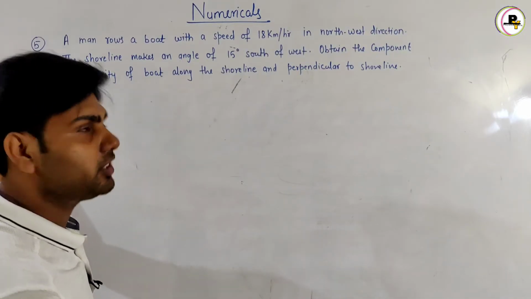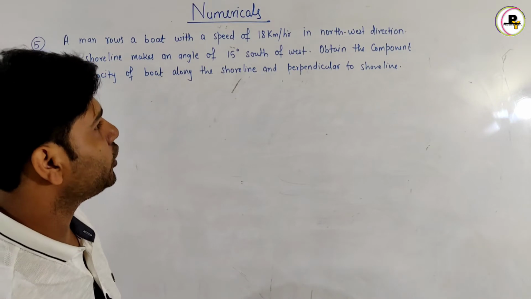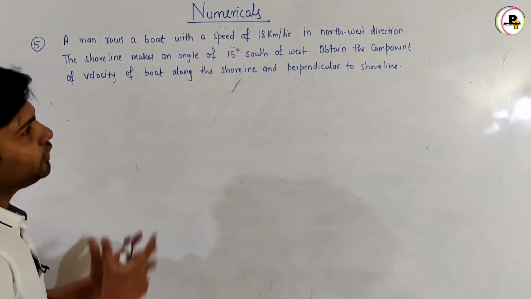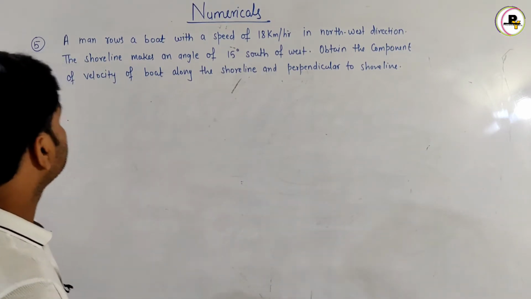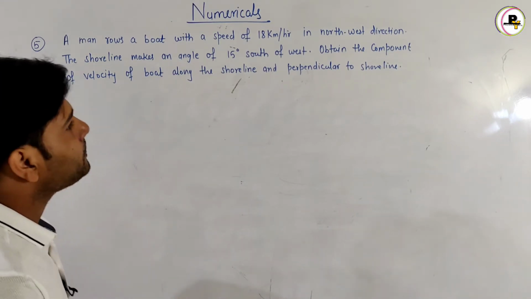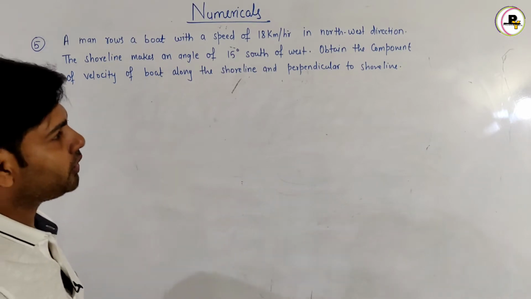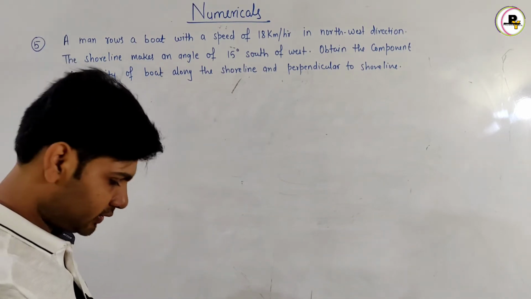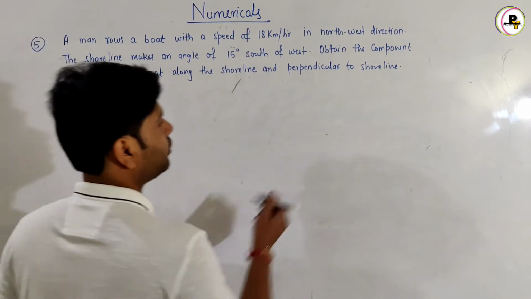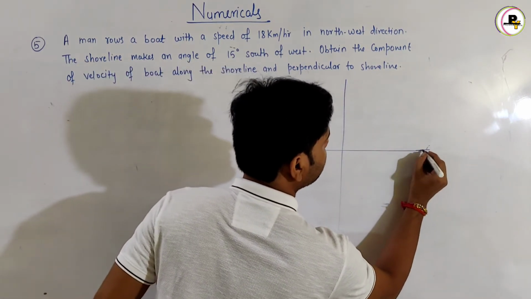So question number 5 is: A man rows a boat with a speed of 18 km per hour in northwest direction. The shoreline makes an angle of 15 degree south of west. Obtain the component of velocity of boat along the shoreline and perpendicular to shoreline. So first of all, we will draw x and y axis.